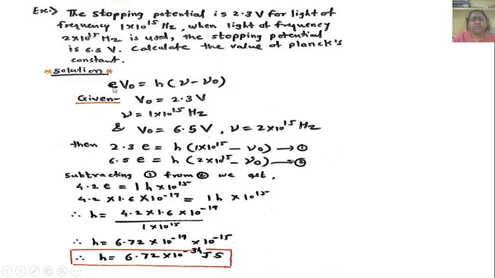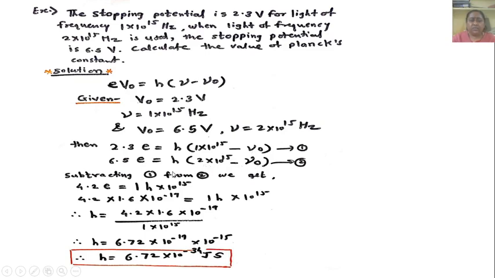So we know the relation eV0 = h(ν − ν0). Here it is given that V0 = 2.3 volt for the frequency 1 × 10^15 Hertz, and also V0 = 6.5 volt for the frequency 2 × 10^15 Hertz. From these given values we can write 2.3e = h(1 × 10^15 − ν0), and also 6.5e = h(2 × 10^15 − ν0).